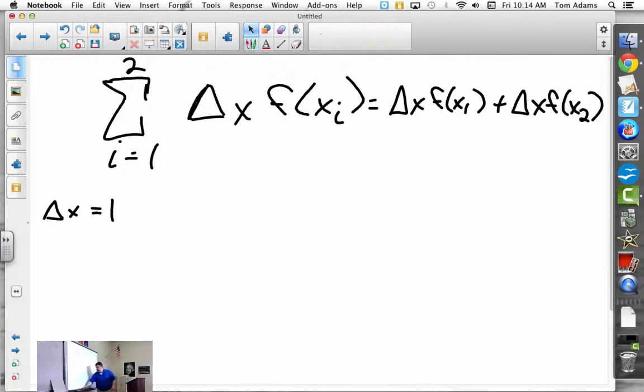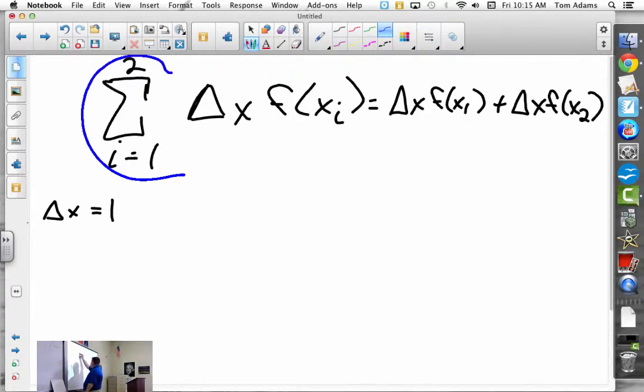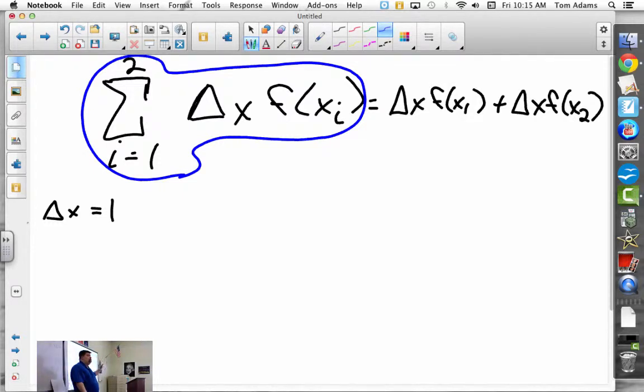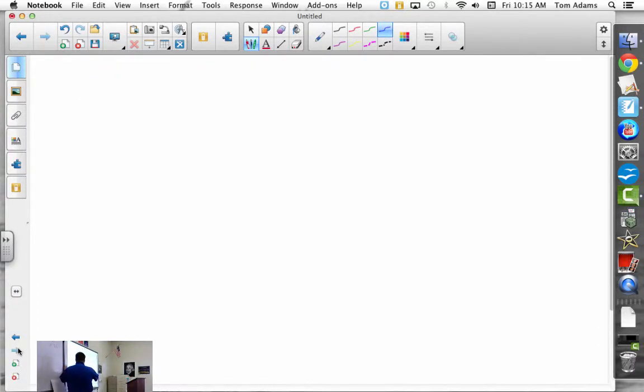So this is a shortcut way of saying I'm going to have delta x times the y value plus delta x times the next y value plus delta x times the next y value plus delta x times the next y value. We kind of covered this last year in pre-calc. What is the 2 on top? It says keep plugging in numbers, and this is the last number you plug in. Okay? So we're going to come back to that.